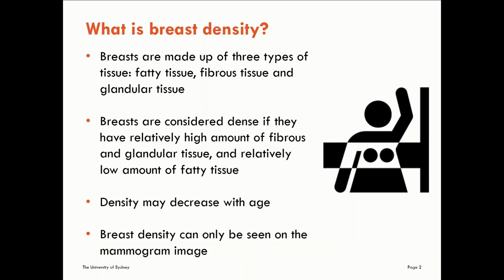So first, I'm just going to begin with what is breast density. Breasts are made up of 3 different types of tissue: fatty tissue, fibrous tissue, and glandular tissue. Breasts are considered dense if they have relatively high amounts of fibrous and glandular tissue and relatively low amounts of fatty tissue. And we now know that breast density generally decreases as you age. So as you get older, your breasts become more fatty and less dense. So it's just the amount of the different types of tissue that changes.